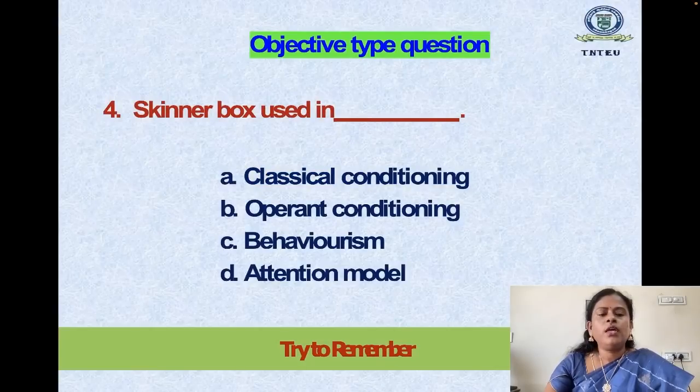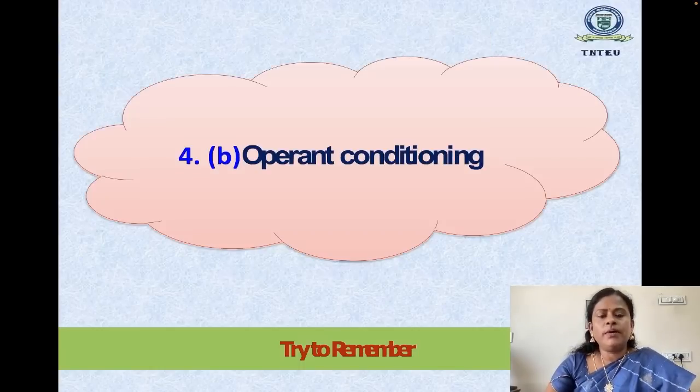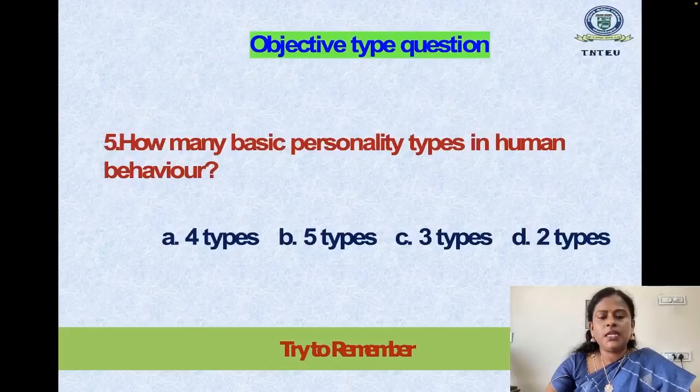Question number 4. Skinner box used in dash. Options: Option A classical conditioning, Option B operant conditioning, Option C behaviorism, Option D attention model. Try to remember. Answer is Option B operant conditioning.